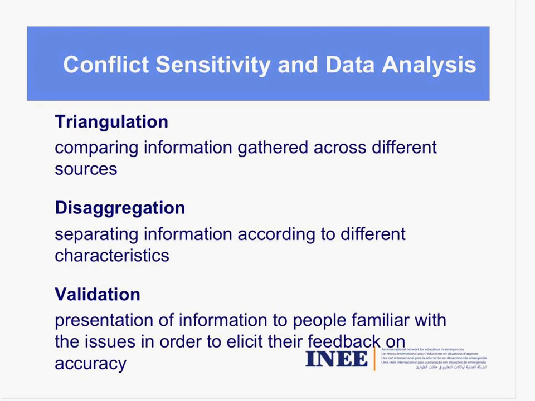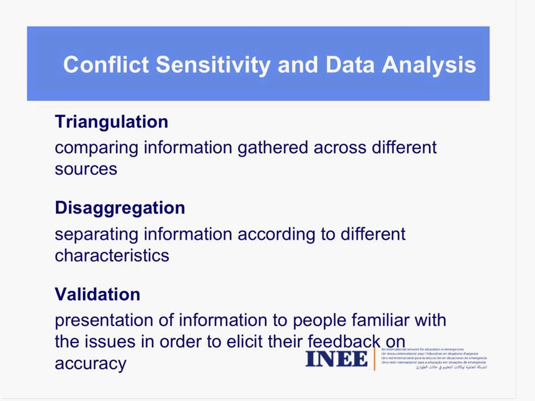Disaggregation is separating information according to different characteristics in order to see underlying inequities that may be masked by the aggregate data. And I'll give you a specific example of that in just a minute. Triangulation is comparing information gathered across different sources. Validation is presenting information that we've collected to people familiar with the context or issues in order to elicit their feedback on whether what we've collected or our understanding of the data is accurate.